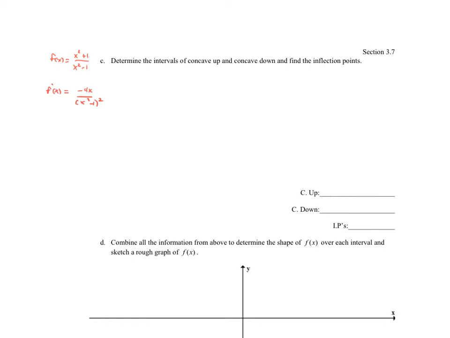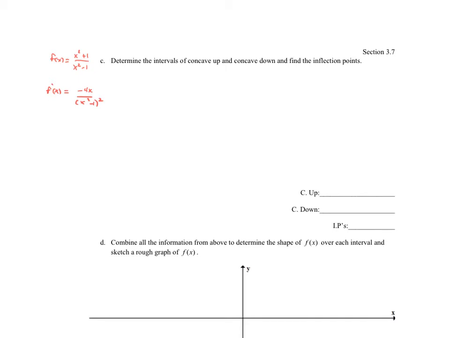Okay, now that we've analyzed the original function and the first derivative of the function, we're going to move on to part C, which is determining the intervals of concave up, concave down, and finding any inflection points. So to do this, we need to analyze the second derivative, so I just wrote a little note over here to remind myself. My original function was (x squared plus 1) over (x squared minus 1).